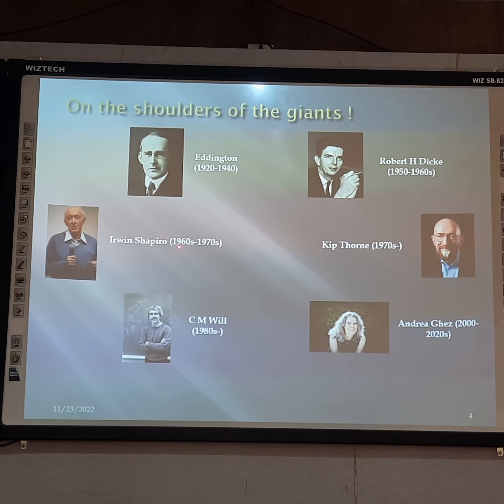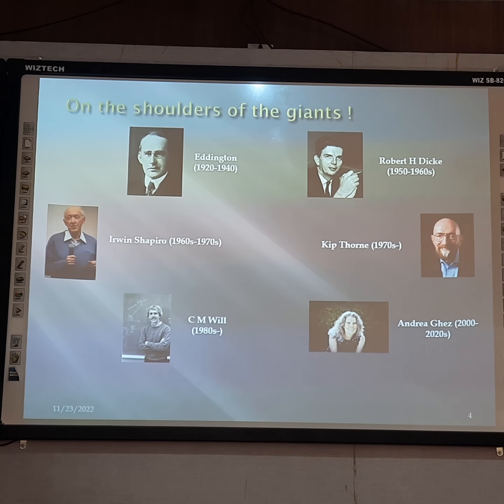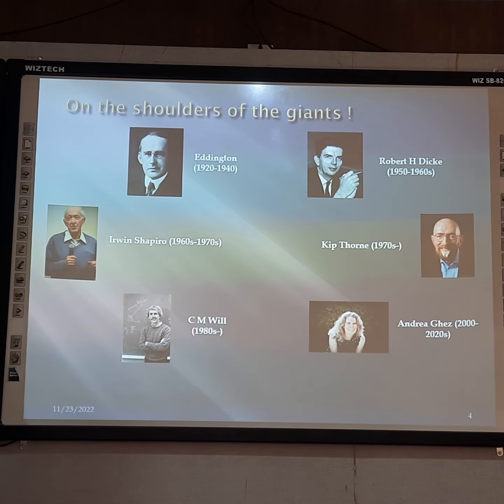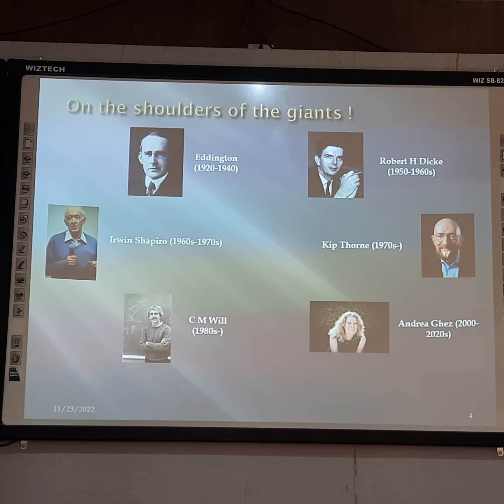Then Irwin Shapiro, an American physicist, devised many experiments to test GR in our solar system. Kip Thorne, we all know, proposed gravitational wave observatories as a remarkable way of testing general relativity near black holes. C.M. Will is the leading person now. He started his work in the 1970s to test GR at different scales of the universe. And he has a very famous book, Was Einstein Right? All of you can read it, it is a popular book.